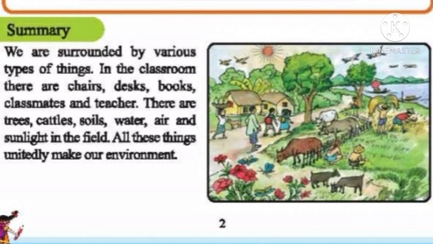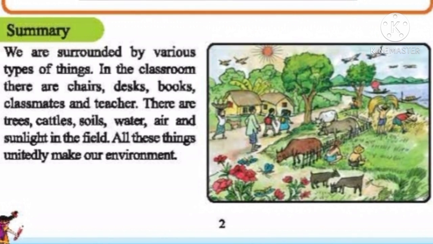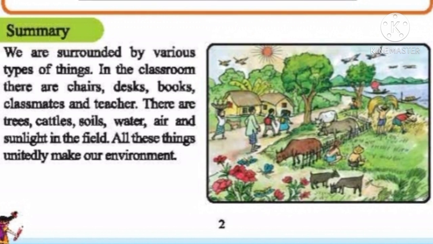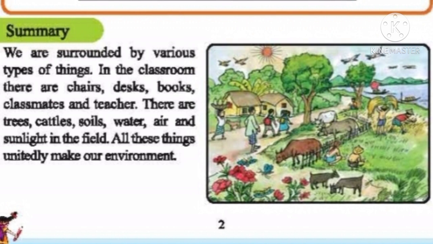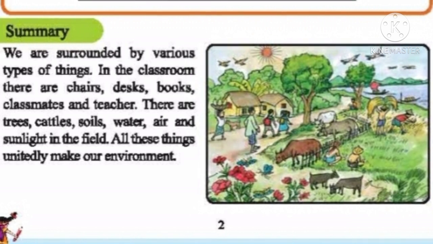Dear students, you can see here a picture. In this picture, you can see different types of elements of our environment. You can see here trees, sun, birds, people. Farmers are working in their field. Cows, goats, flowers, roads, river, boats, etc. So, these all are the elements of our environment. These can be living and non-living.